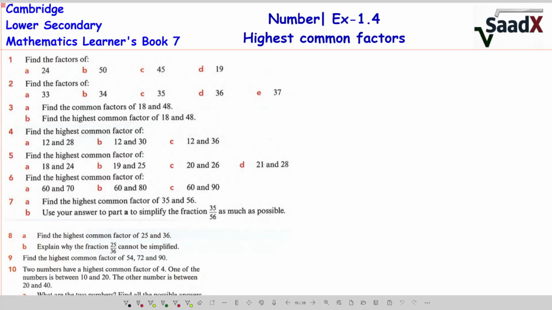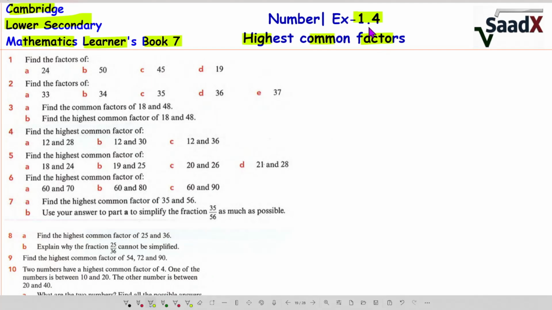Welcome to SADX number exercise 1.4 of Cambridge Lower Secondary Mathematics Learner's Book 7. Today we will start the first episode of highest common factors.